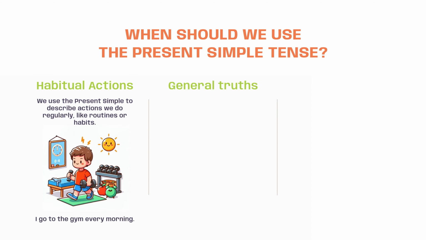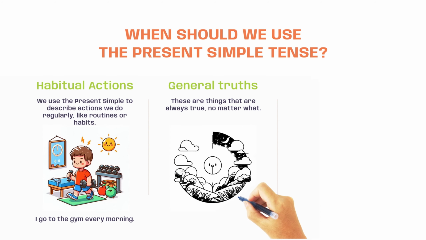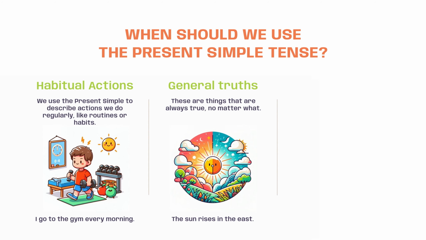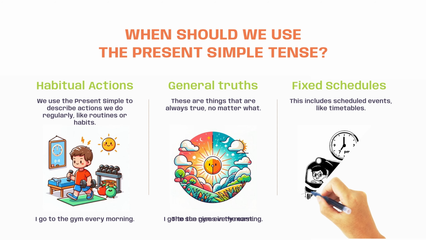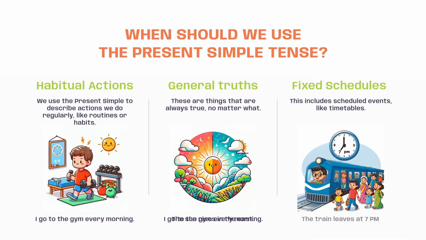Next, we use the present simple to express general truths. These are things that are always true, no matter what. For instance, the sun rises in the east. The present simple is also used for fixed schedules. This includes scheduled events like timetables. For example, the train leaves at 7 p.m.